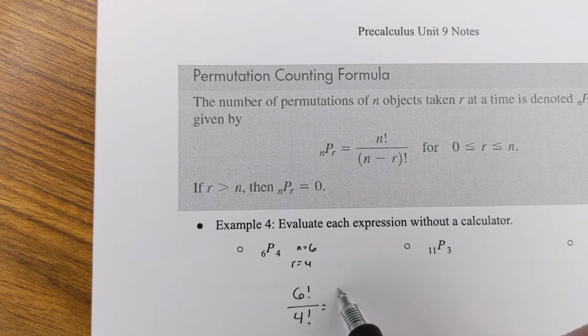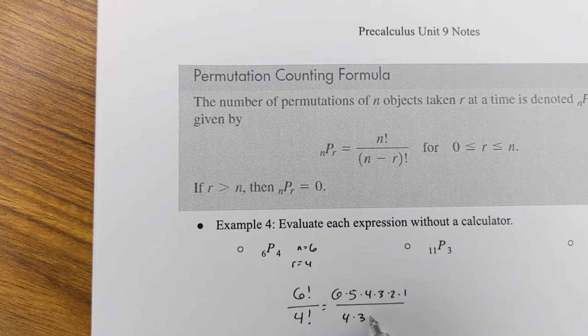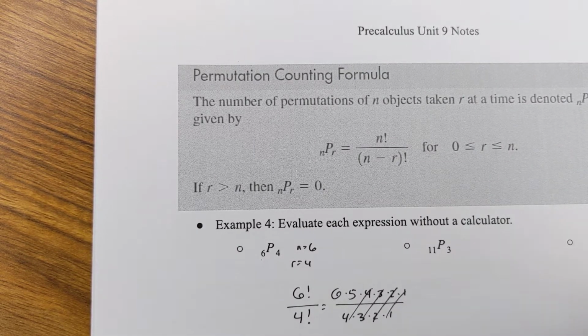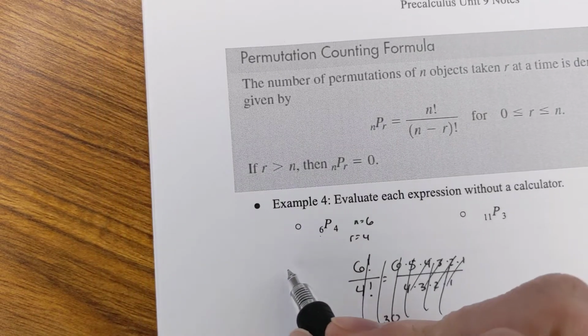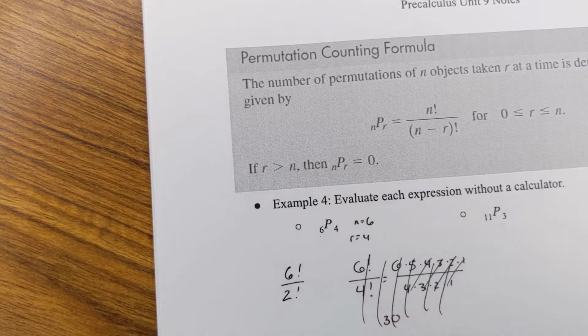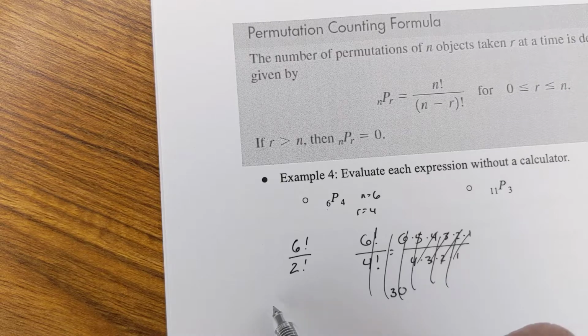Now you could work this out, but 6 factorial is 6 times 5 times 4 times 3 times 2 times 1, and 4 factorial is 4 times 3 times 2 times 1, so those all cancel. So it's just 6 times 5, or 30. Oops, nope, I did that wrong. It's not 4 factorial on the bottom, it's the difference on the bottom. It's 6 factorial over 2 factorial, which means that only the 2 and the 1 cancel.